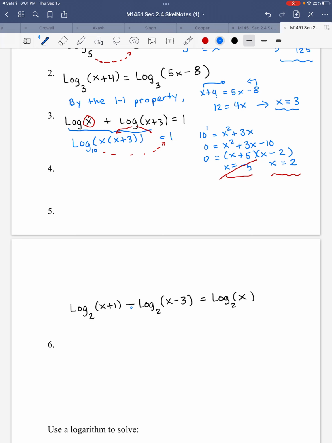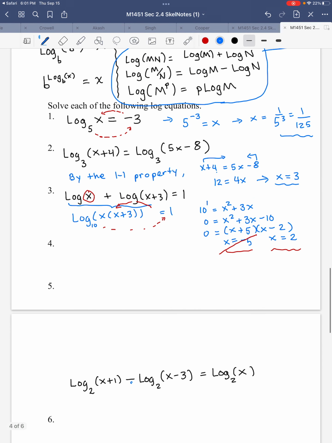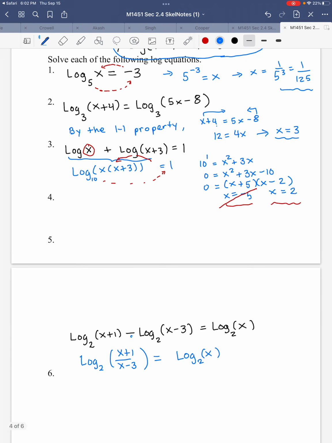Let's go from here. I put the minus sign here so we can use the other log property that we have up here with the subtraction. I can put these 2 logarithms together as the log base 2 of x plus 1 divided by x minus 3. And now I have the log base 2 of x here. That says the logarithm on the left is equal to the logarithm on the right. They're both log base 2s, so I can get rid of the logarithms. The one-to-one property says that x plus 1 over x minus 3 has to be equal to x.